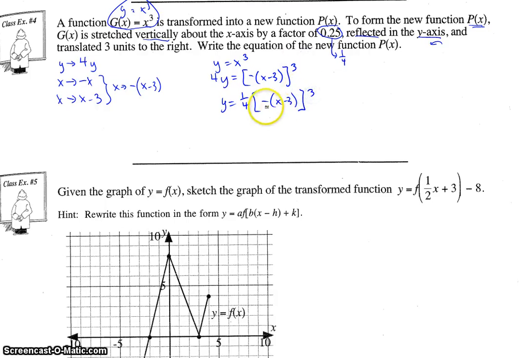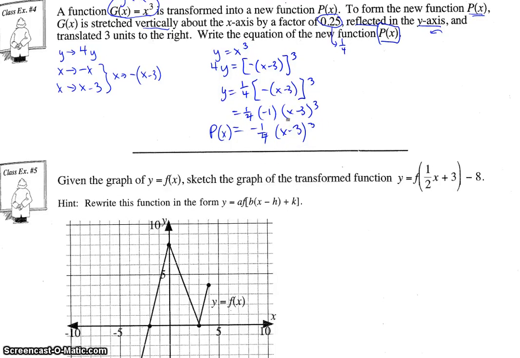Okay, now we could simplify that a little more because this negative is being cubed. So negative 1 cubed is going to be negative 1. So 1/4 times negative 1 and then times x minus 3 cubed would give you negative 1/4 x minus 3 cubed. Now, at this point, we want to replace y with what they called it, which was p of x. And there we go. P of x transformed from g of x.